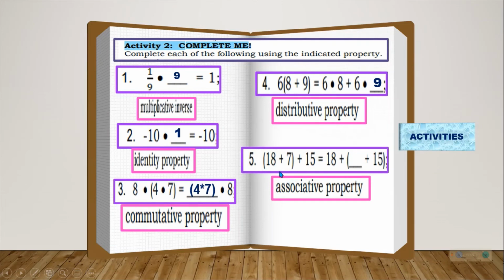Next, number 5. Quantity 18 plus 7 plus 15 is equal to 18 plus quantity blank plus 15. Ano ngayon itong nasa tabi ni 15 para maging associative property siya? So that is 7. So nagpalit sila ng grupo. That is associative property of addition. Next.